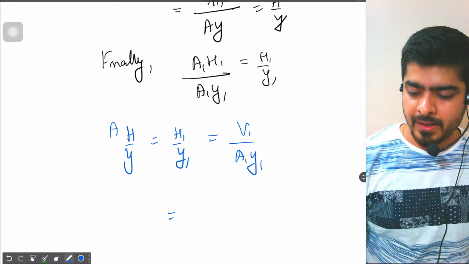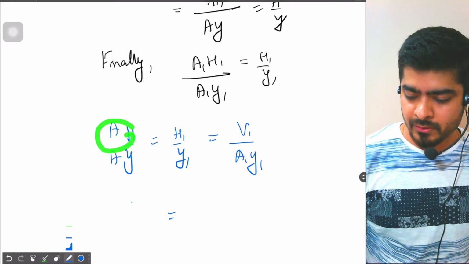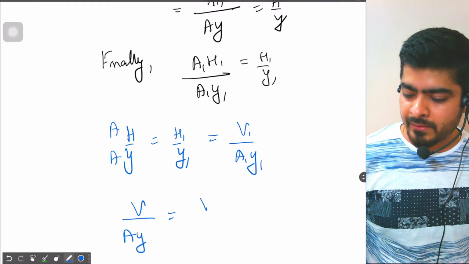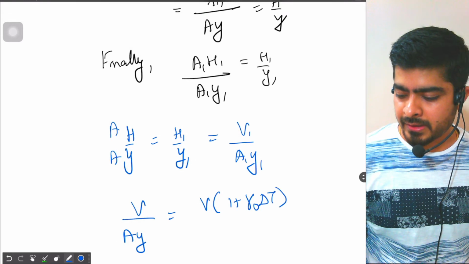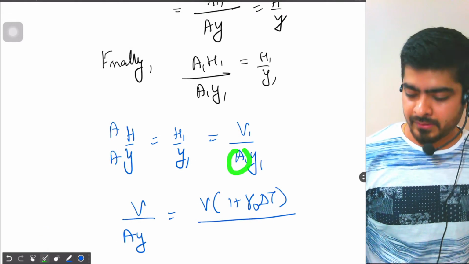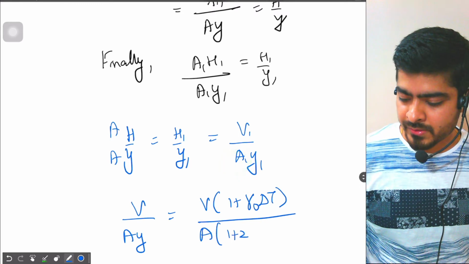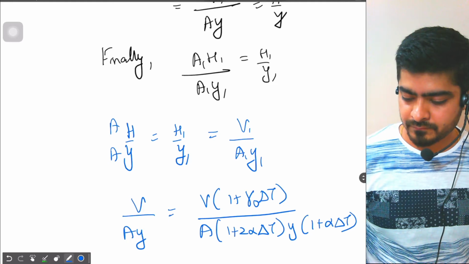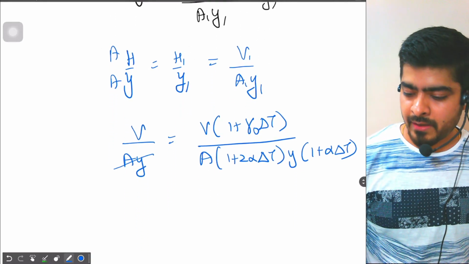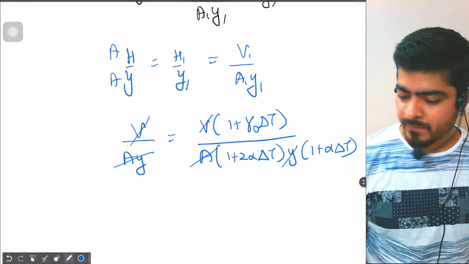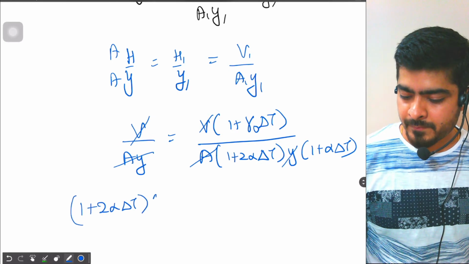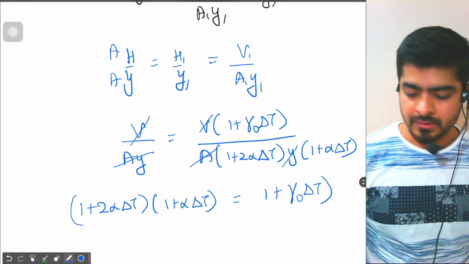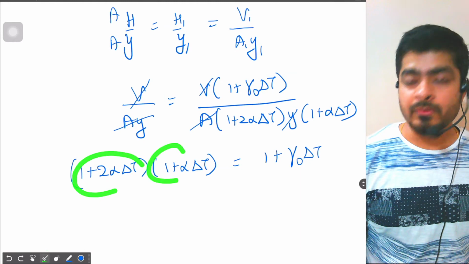Here I will multiply and divide by A. So AH will be equal to V, and AY we'll keep as AY, and V1 is V1 plus gamma naught delta T. A1 is A1 plus 2 alpha delta T. Y1 is Y1 plus alpha delta T. So AY will get cancelled out, V will get cancelled out. So 1 plus 2 alpha delta T times 1 plus alpha delta T will be equal to 1 plus gamma naught delta T. Now you multiply them together, what do you get?